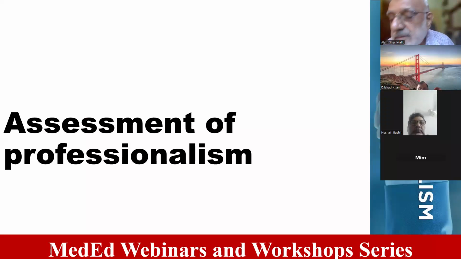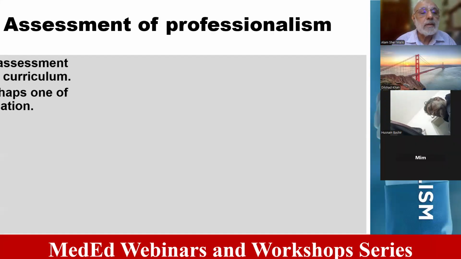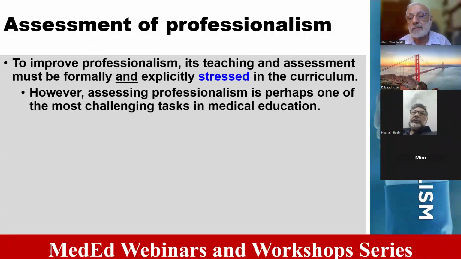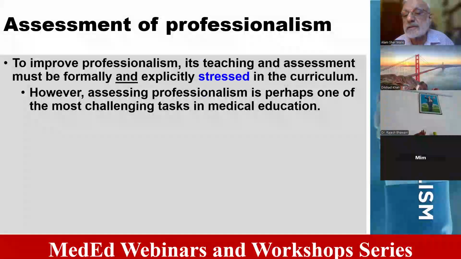Right. So that is about the teaching and learning of professionalism. Our next outcome was about the assessment of professionalism, and let us look at this aspect. Obviously, to improve professionalism, its teaching and assessment must be formally and explicitly stressed in the curriculum. That's important. It should not be just believed or thought that it's there. There has to be a formal and explicit effort to realize that we need to teach professionalism in our undergraduate curriculum.